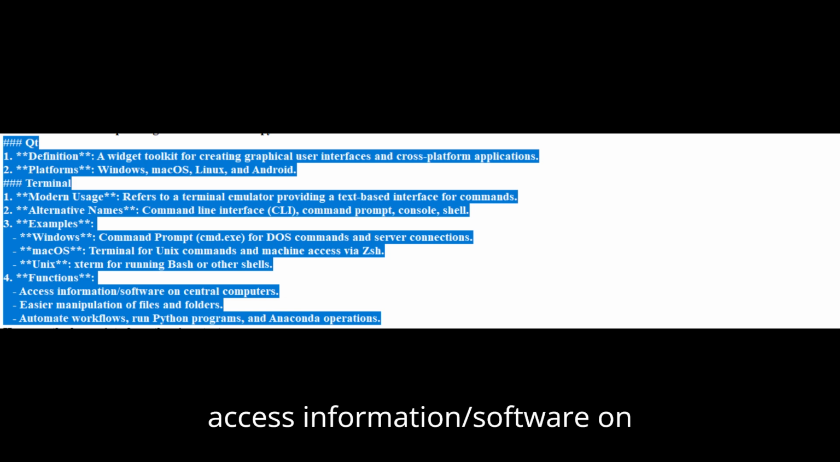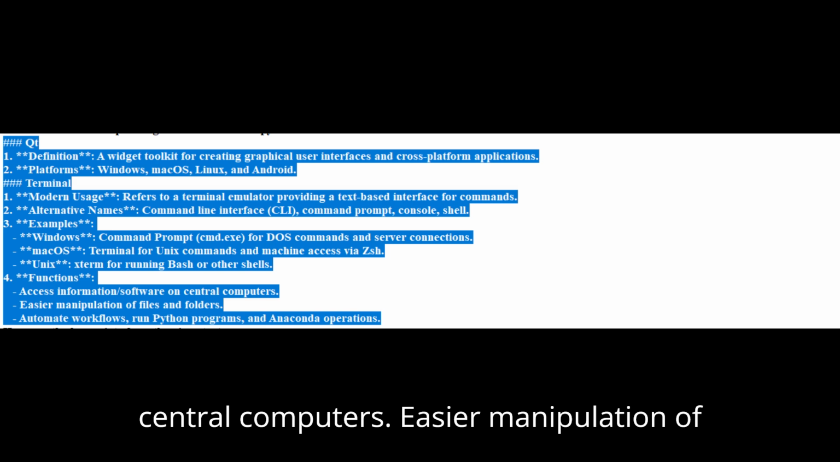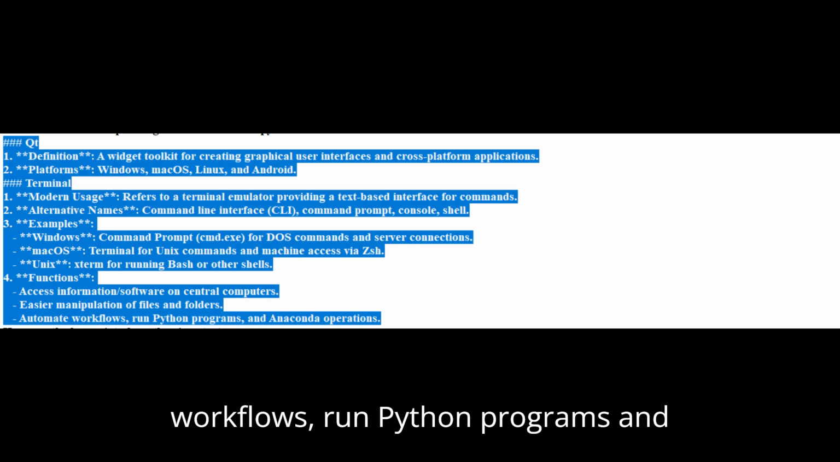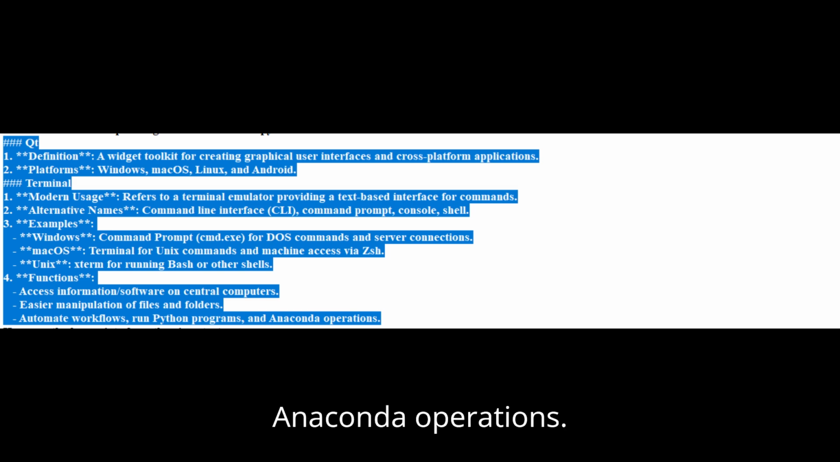4. Functions. Access information and software on central computers. Easier manipulation of files and folders. Automate workflows, run Python programs, and Anaconda operations. Terminals are not very user-friendly, but they allow access to information and software that sometimes is available only on a central computer, such as a file transfer protocol, FTP, server. Manipulating thousands of files and folders in the operating system is also easier in a terminal than in a graphics window.